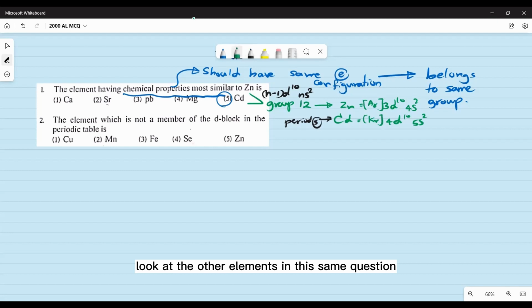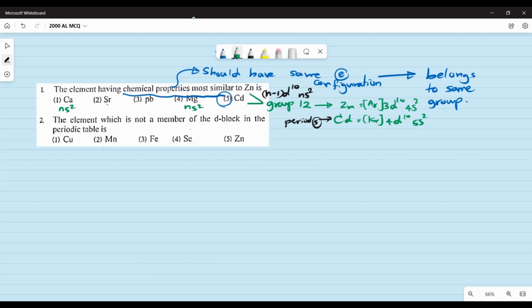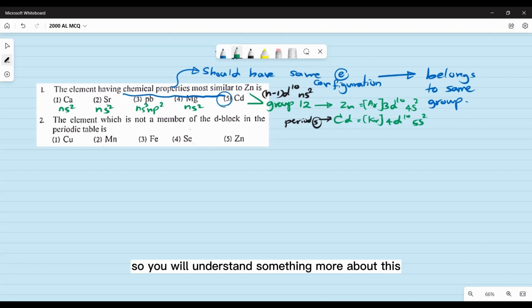If you look at the other elements in this same question, lead is there. Lead is in group 14. It's in the p block. It has an ns2 np2 sort of configuration. Calcium and magnesium, and strontium too, are group 2 elements. So basically we can say calcium, strontium, magnesium will have similar chemical properties. So not a difficult question, but I gave you some explanation so you will understand something more about this.